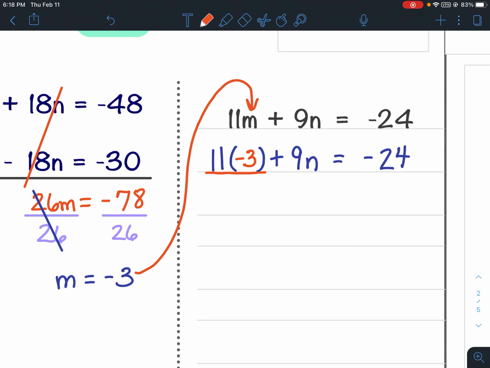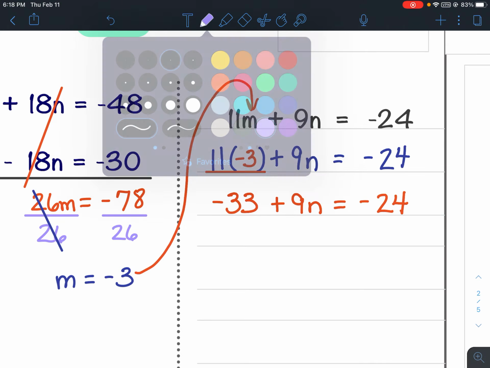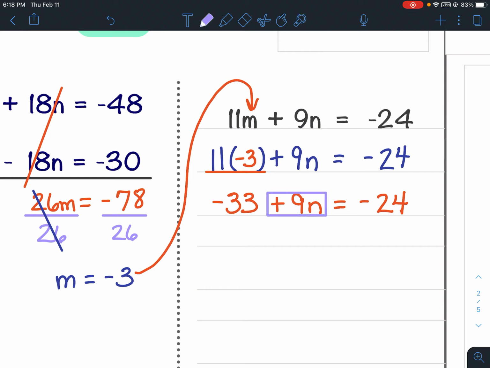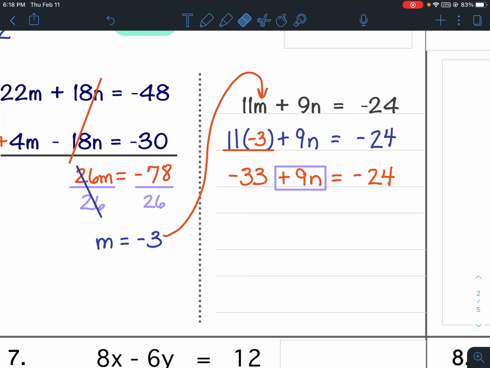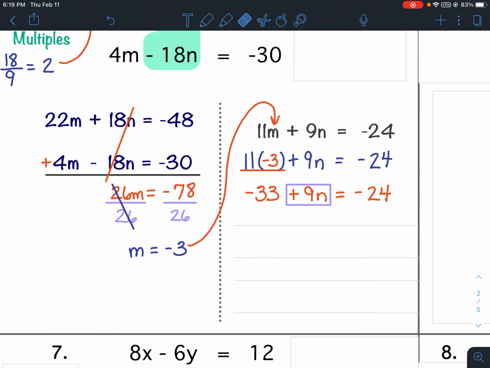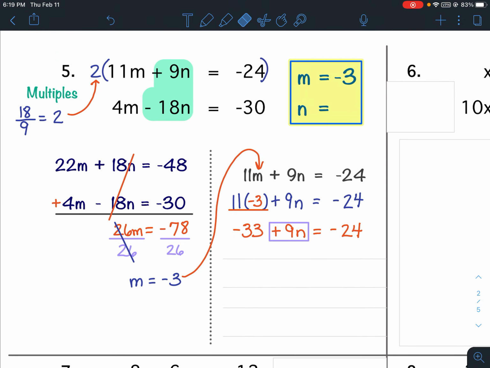All right, so you're going to start with your multiplication. 11 times negative 3 is negative 33. Once you multiply, you have a two-step equation. And that is all the farther I'm going to go. We've been solving two-step equations since the beginning of the year, so you're going to be responsible to solve for that n. When you finish solving for n, you will put your final answer up here. So you'll have m equals negative 3 and n equals whatever you get when you finish solving.